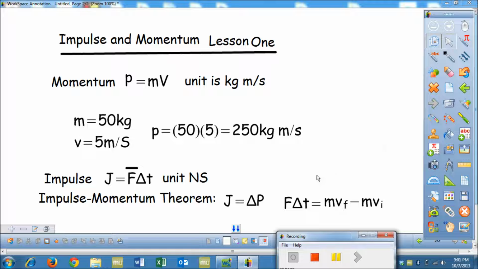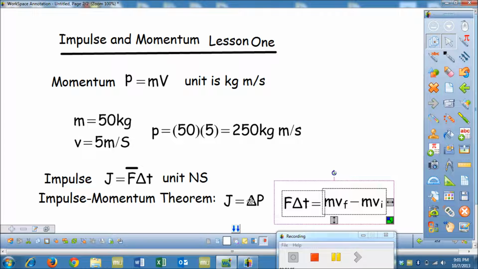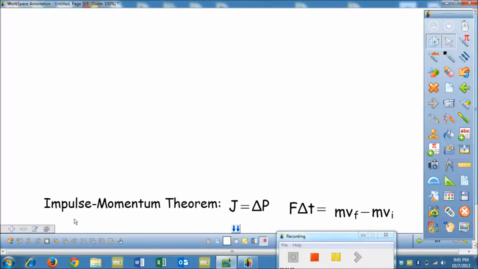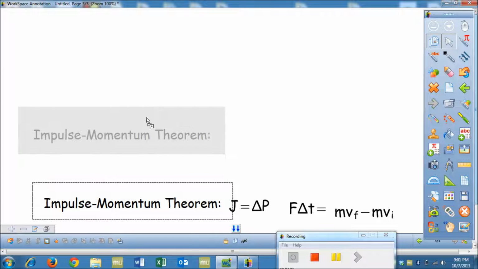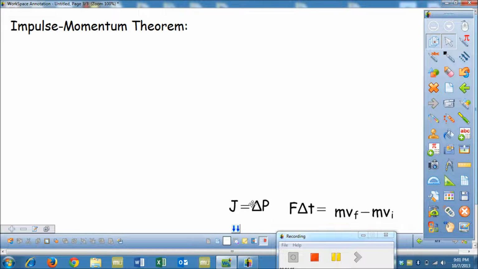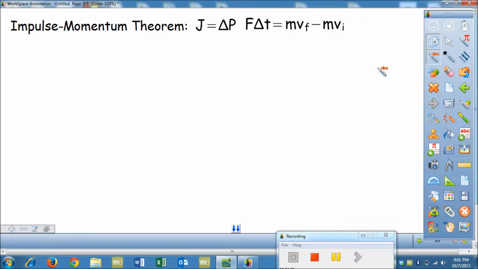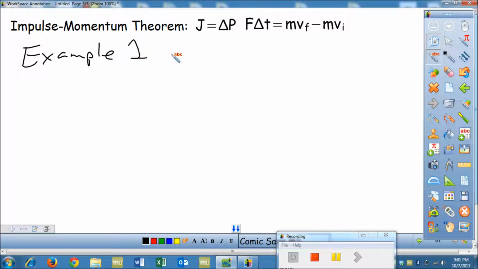So let's see, I'm going to go to a new page. Actually, let me copy a couple of things and then bring them over to a new page. Copy, new page, paste. And we are going to do a problem from the book. So you might want to pause it and go get your book if you don't have it with you. We're going to do example 1 on page 197.